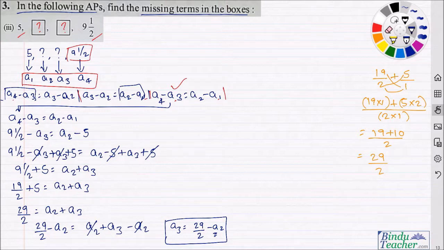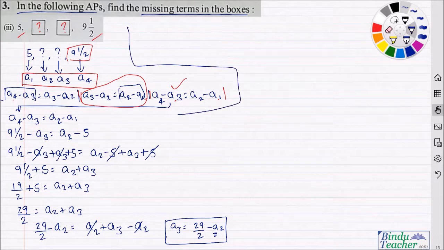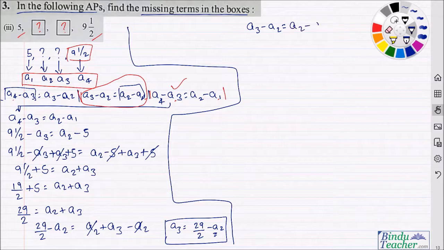So now let's go to the next step. We have a partial answer for A3. Let's use that in the second equation. The second equation is here, right? So we will write the second equation here. Let me just draw a box so that it's easy to understand. So I'll start writing here. I'll write A3 minus A2 equals A2 minus A1.